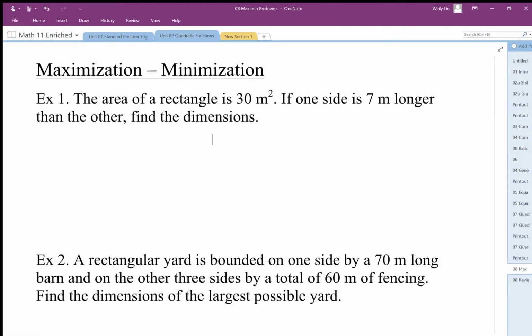So when we look at quadratic relationships, a lot of area relationships tend to be quadratic, okay? Because when we talk about area, we're talking about squares or length times width, which is going to give us a quadratic relationship.